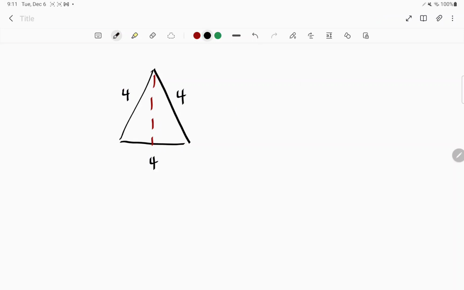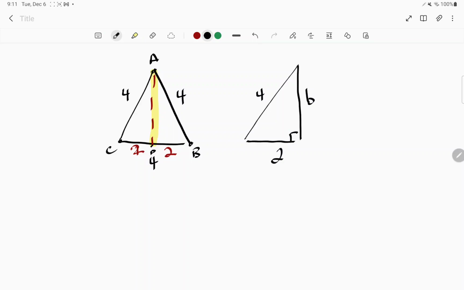Now to answer some of these questions, the length of CP and whatnot. This is point C, this is point P, this is point B, and this is point A. And so CP is 1, or sorry, that's 2 now, and that's 2. Those answer the questions of those lengths, but now what we're trying to find, and I'll highlight it here, is that. So if I draw to the right, just that right triangle there, where that's 2 and that's 4, and let's say that that's B.